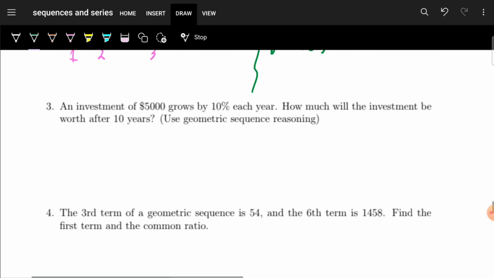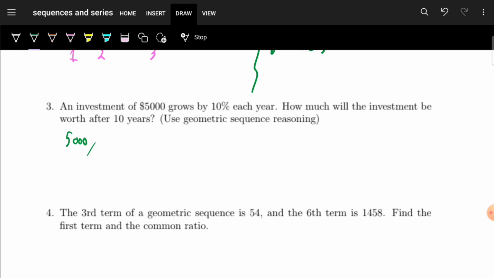All right, next problem. It says an investment of 5,000 grows by 10% each year. How much will the investment be worth after 10 years using geometric sequence reasoning? Okay, so there is maybe one new concept here that we'll learn. So let's draw this out. So initially we have 5,000. And after 1 year, we're going to have 10% more money.